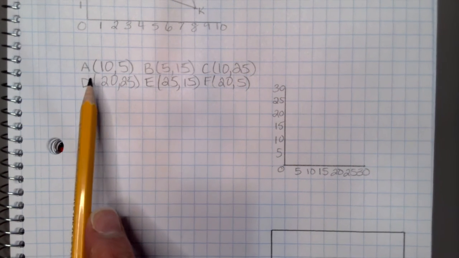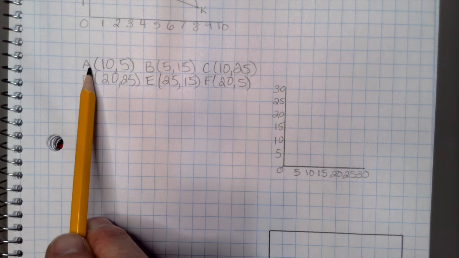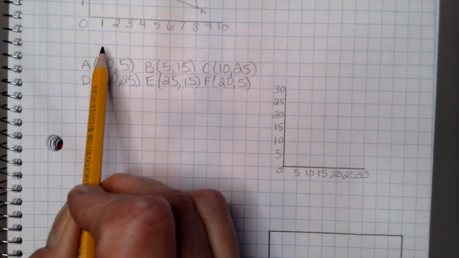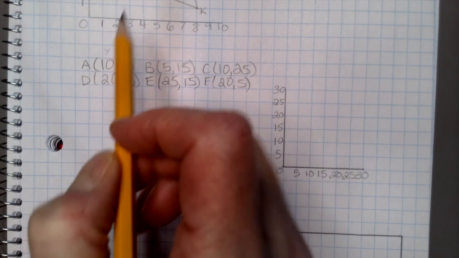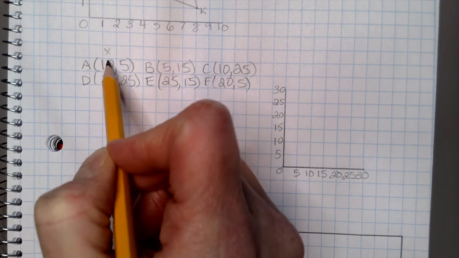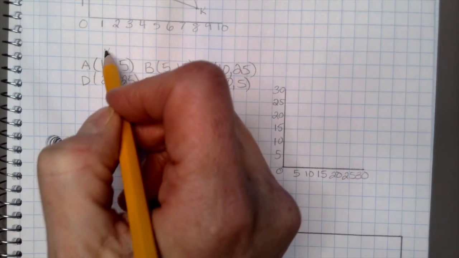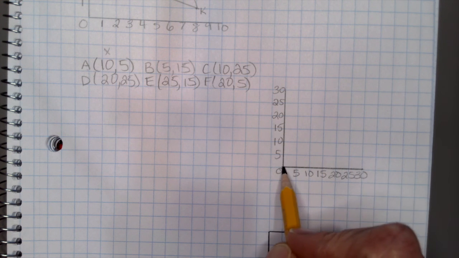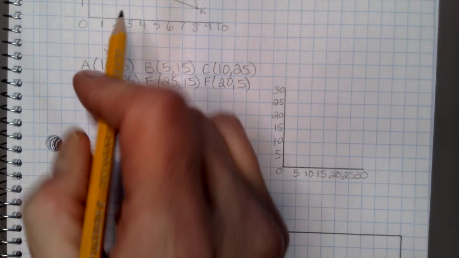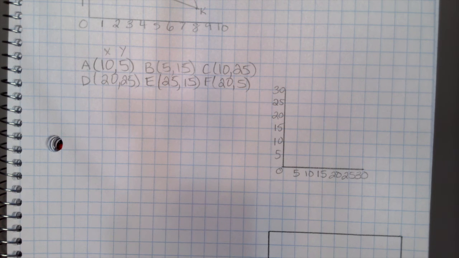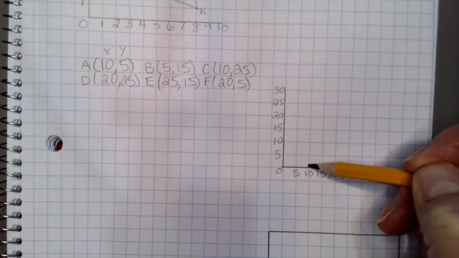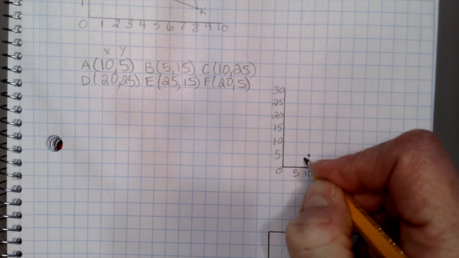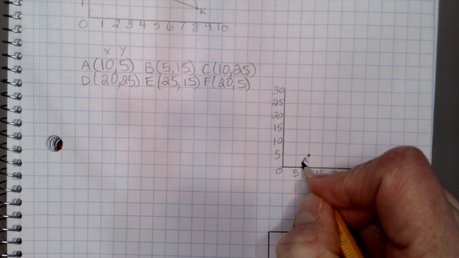All right, now let's begin plotting our points. So we're going to start with A, which is at 10 and 5. So remember, our first number in the coordinate pair, our first coordinate, tells us our x-axis or our horizontal location. So we want to go to 10. And then the second number tells us our y-axis or our vertical location. So we'll go over to 10 and up to 5. We're going to make a dot here and we're going to label that point A.